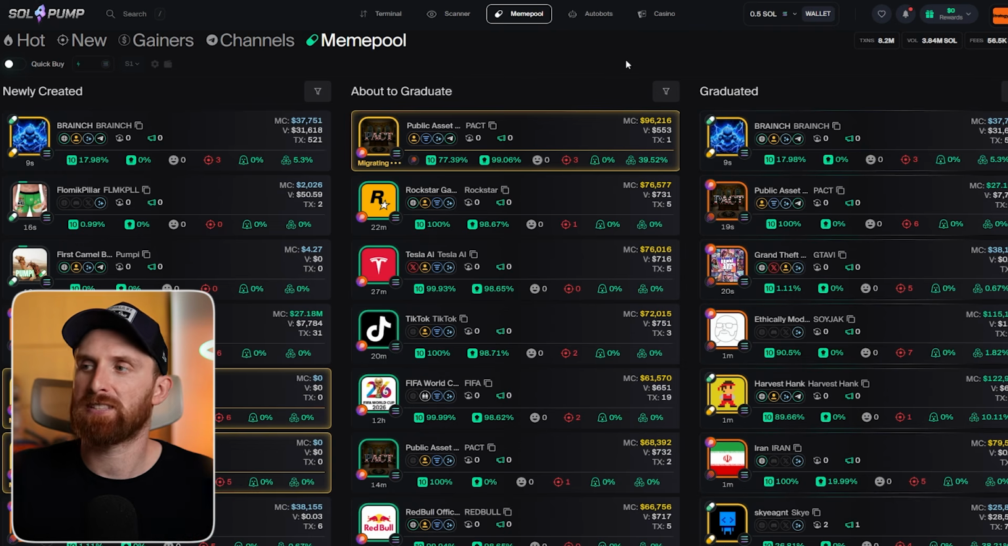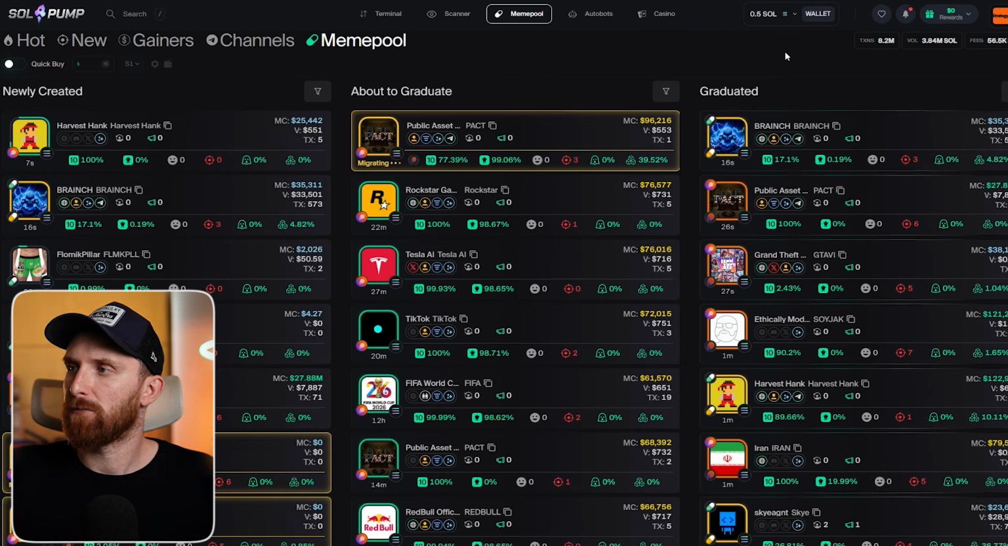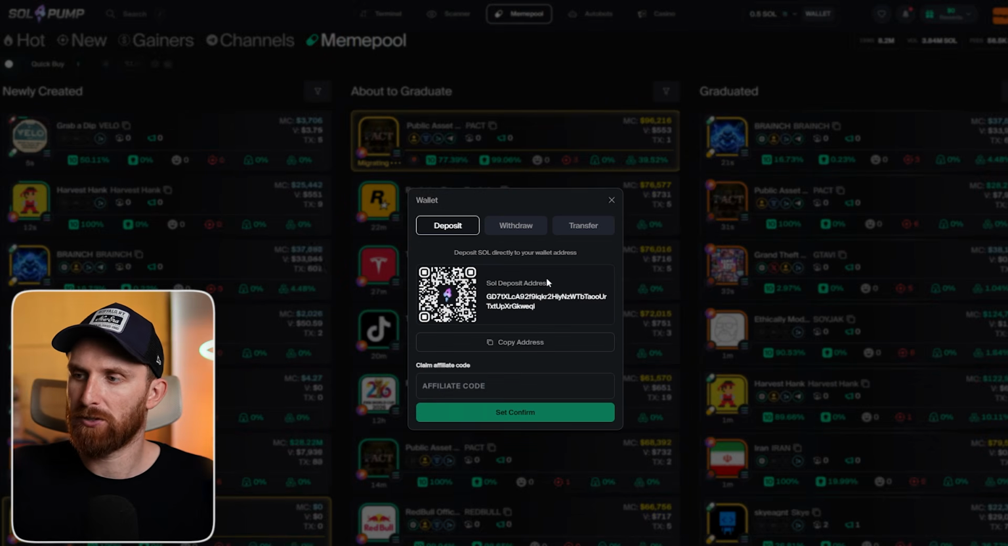But before we start trading, of course, first we have to add some funds. It's a really simple process. First, you can click right here on wallet, then click deposit. You will see your wallet address, just copy it and send Solana to it.